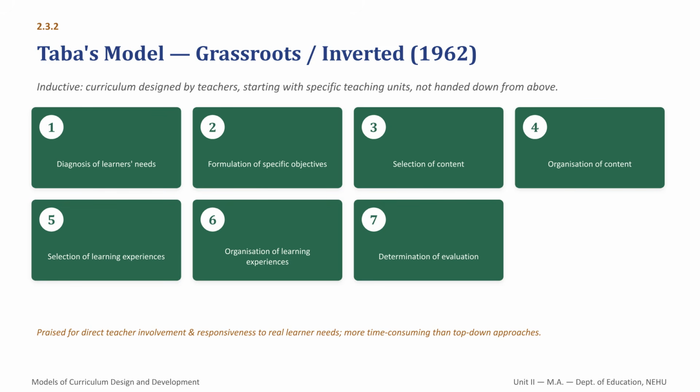Hilda Taba's 1962 model is known as the "grassroots" approach because it is inductive and driven by teachers rather than top-down. It follows a 7-step sequence, starting with diagnosing learner needs. While praised for its responsiveness, it can be time-consuming.